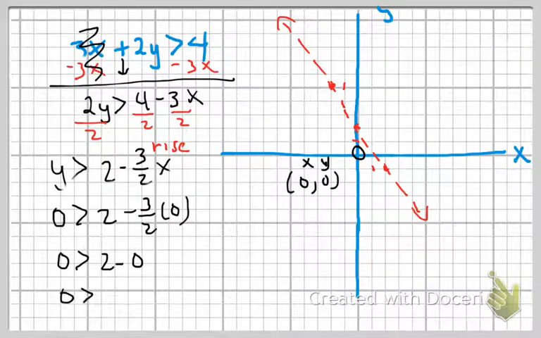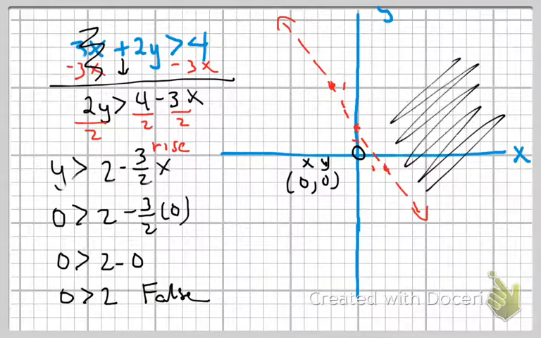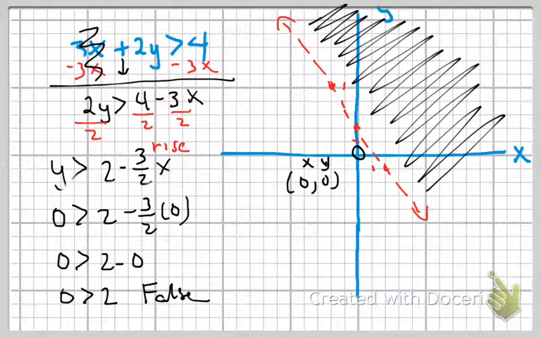Is 0 less or greater than 2? Is this true or false? Is this statement true? Is 0 greater than 2? Well, the answer is false. And because it's false, that means we don't shade the (0, 0) side. We will shade the other side, which would be over here. So all this will be shaded.